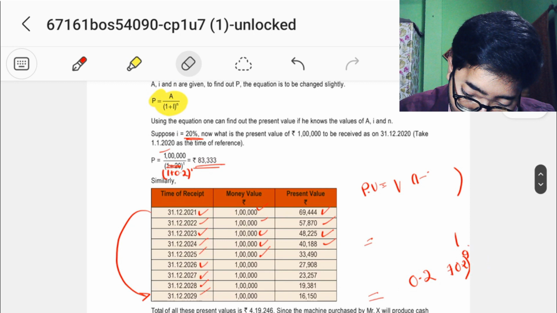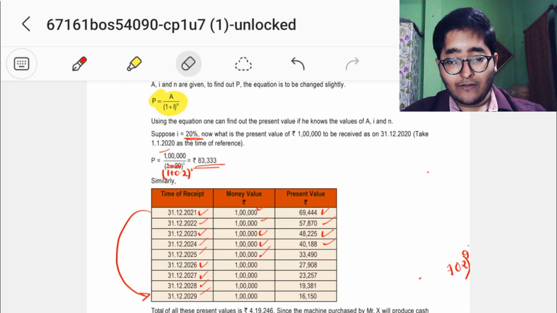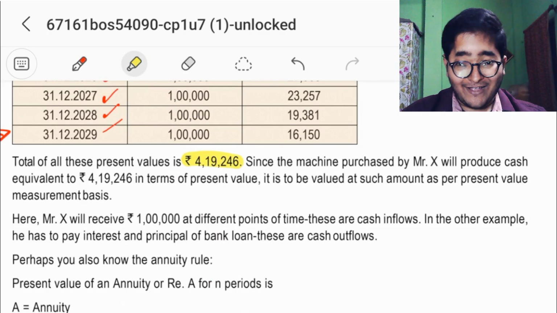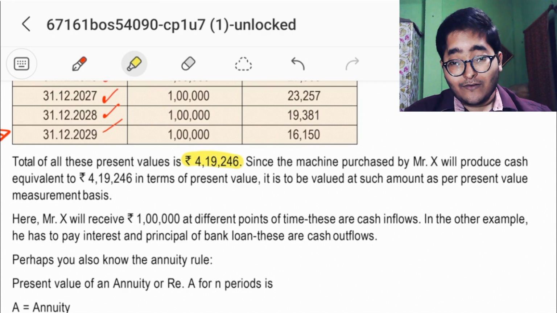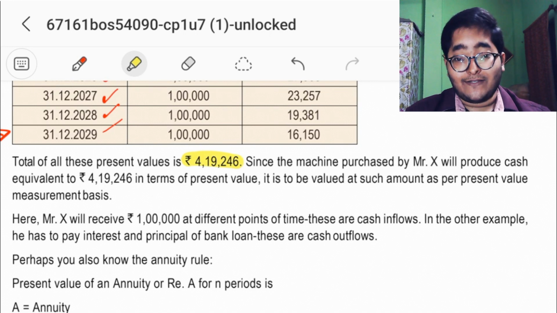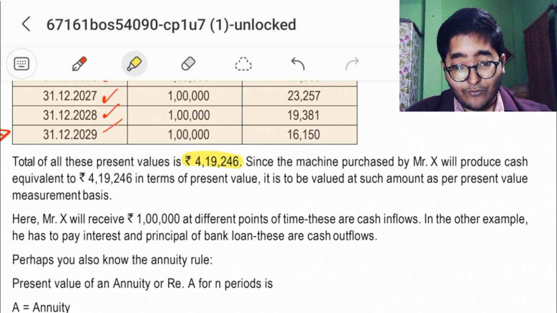So the total of this present value is rupees 4 lakh 19. Hello. So, hello, I'm back. There was some glitch again. The total of the present value is rupees 4,19,246.